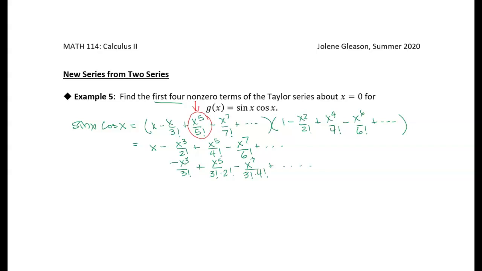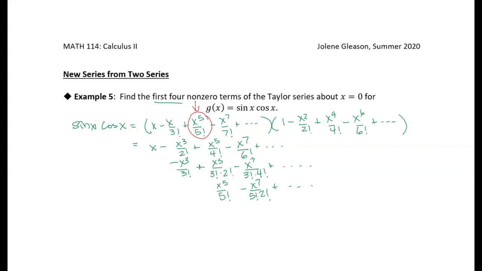So I'm starting by multiplying the x to the fifth over 5 factorial times 1. So that's just x to the fifth over 5 factorial. Okay, and then I'm just going to keep going, but I only want to go up to x to the seventh. So the next one's just going to be x to the seventh over 5 factorial times 2 factorial. Okay, and then I'm done because I don't need anything beyond the x to the seventh term.